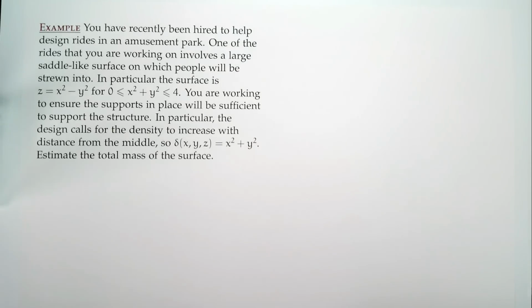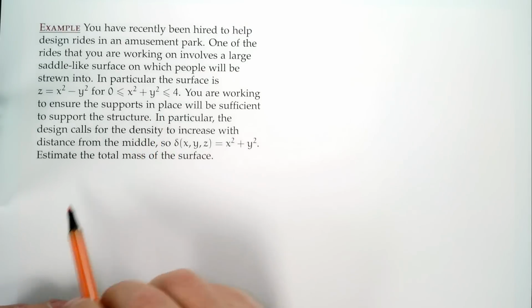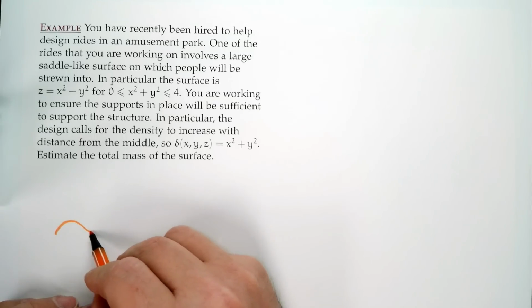Okay, last example. You've recently been hired to help design rides in an amusement park. That sounds like a pretty good job. Now, one of the rides that you are working on involves a large saddle-like surface on which people will be strapped in. In particular, the surface is z equals x squared minus y squared, where we have 0 less than or equal to x squared plus y squared less than or equal to 4. So, some sort of saddle-like shape.